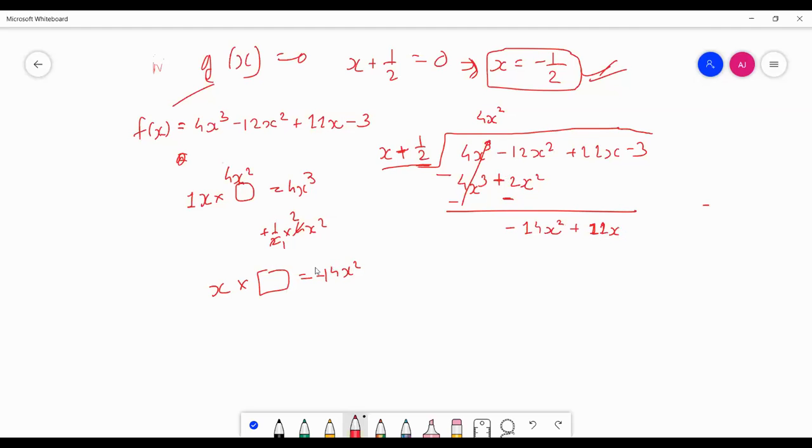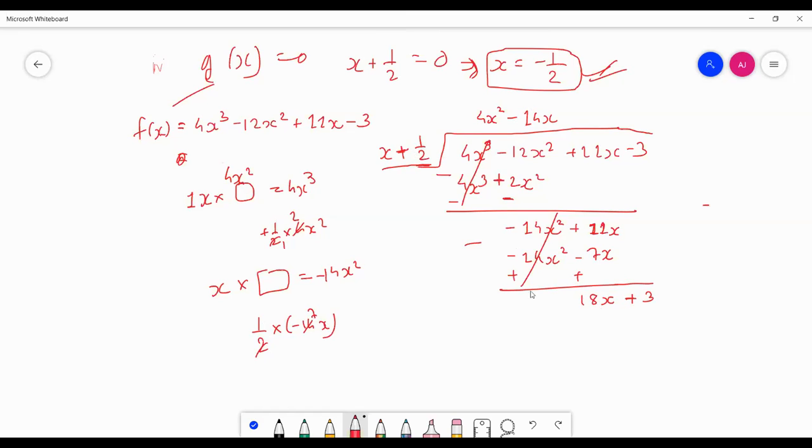Minus 14x. Very good. So we'll multiply with minus 14x. So it will be plus minus minus 14x into x will be 14x square. Then again plus 1 by 2 into minus 14x. So I will write it separately. Plus 1 by 2 into minus 14x. So 2 ones are 2, 2 sevens are 14. It will become minus 7x. Okay. If I subtract, it will become plus, and this will also become plus. So it will get cancelled. 11x plus 7x. It will become 18x plus 3.